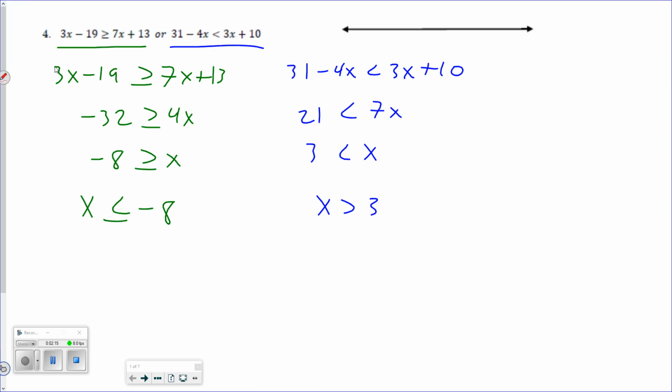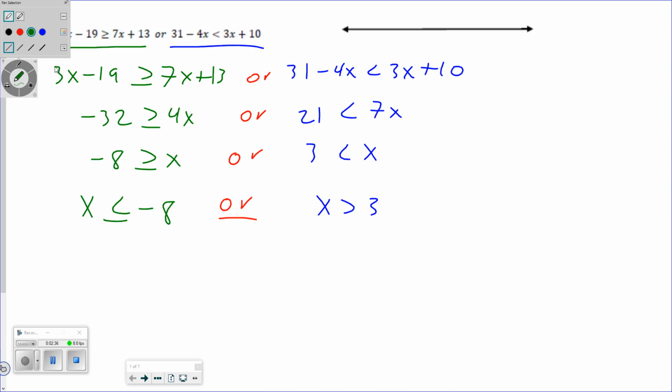Anyway, this is an or problem. So let me talk a little more about or. When we say the word or, we're saying we want x to be less than or equal to negative 8, or x is greater than 3. I just need one of them to work. I don't need both of them. I just need one or the other. If it's both, great. It doesn't matter. I just need one of them to work.